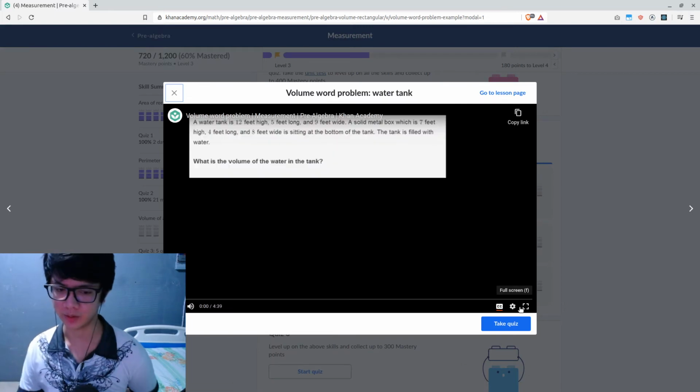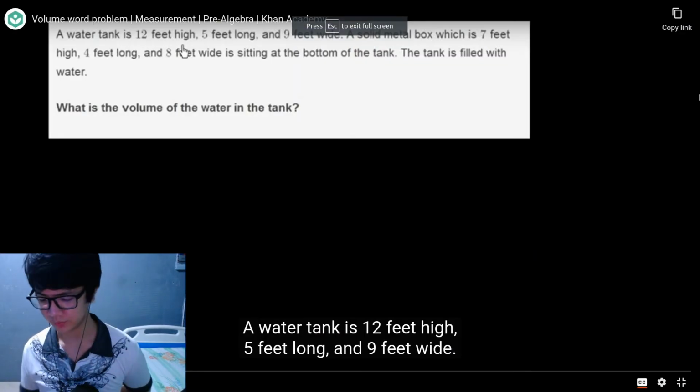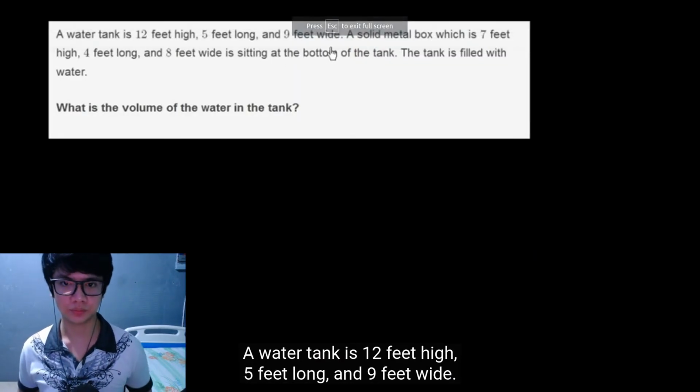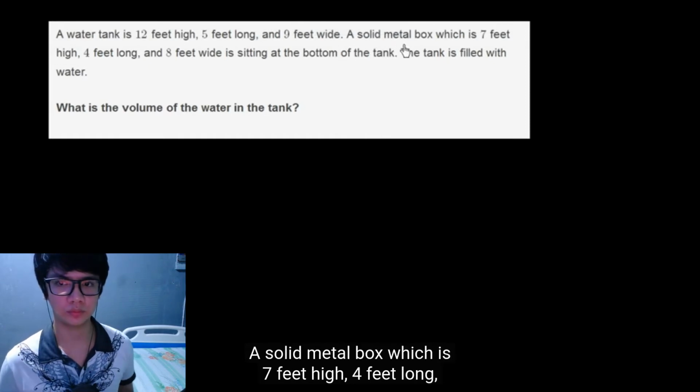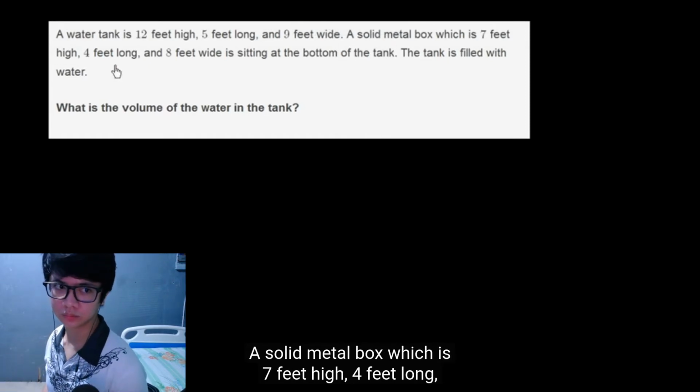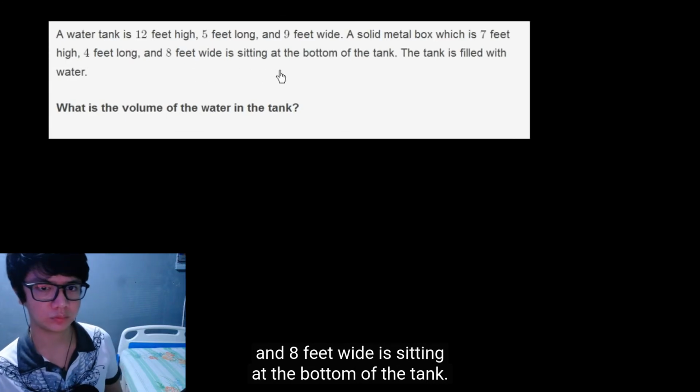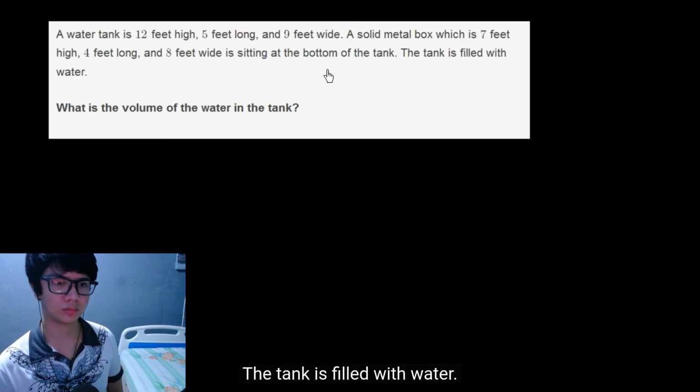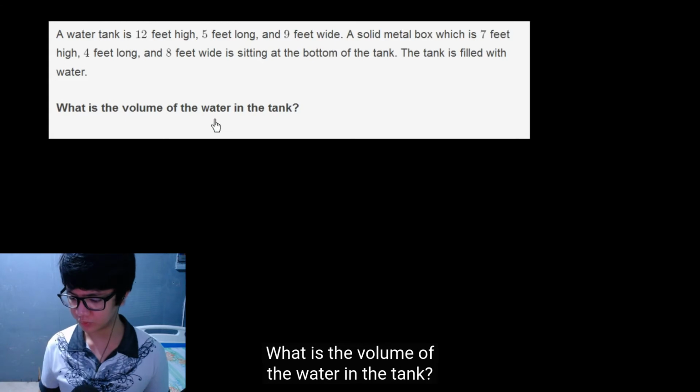Word problem, I hate it. A water tank is 12 feet high, 5 feet long, and 9 feet wide. A solid metal box, which is 7 feet high, 4 feet long, and 8 feet wide, is sitting at the bottom of the tank. The tank is filled with water. What is the volume of the water in the tank?